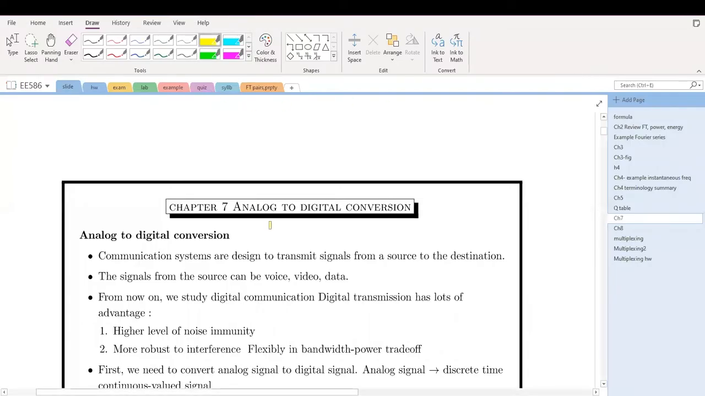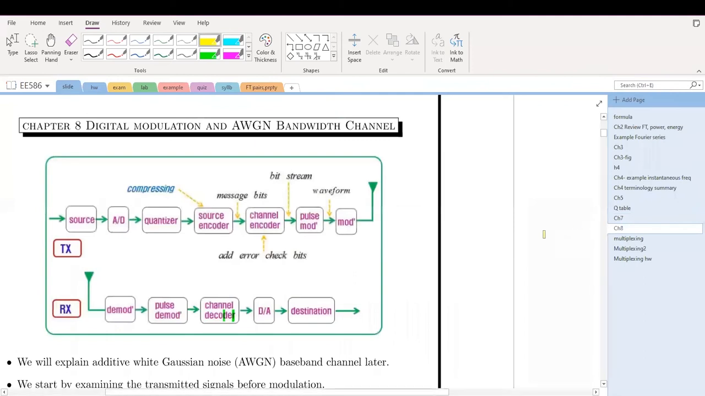In this video, we discuss analog to digital conversion for digital communication systems. Now let's look at the simple module for digital communication systems. If a source is an analog source, such as a continuous time voice signal or any continuous time signal, we need to convert this analog signal into discrete time. First, we discretize in time, and then we perform quantization. We discretize the value of the signal.